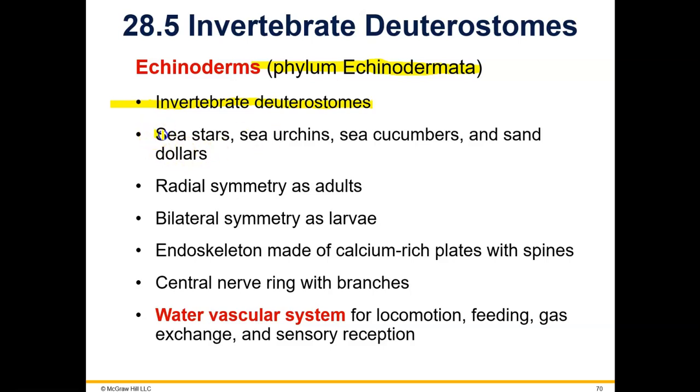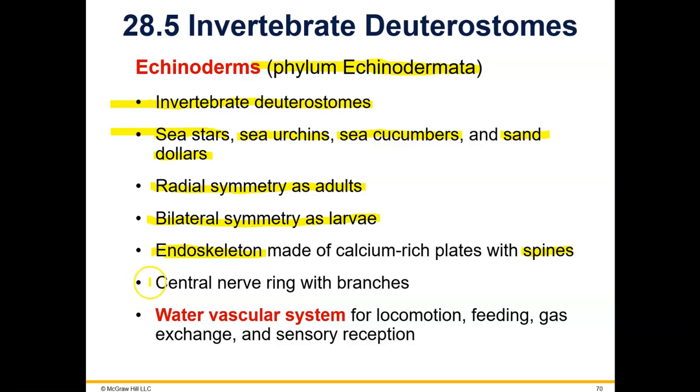They include sea stars, sea urchins, sea cucumbers, and sand dollars. As adults, they do have radial symmetry, but they have bilateral symmetry as larvae. And they don't have an exoskeleton, they actually have an endoskeleton. And that endoskeleton is where they get their name, echinoderms, meaning spiny skin. The endoskeleton is made of calcium-rich plates with spines, and that's where the name echinoderm, spiny skin, comes from.